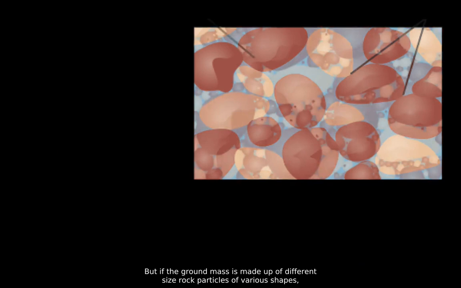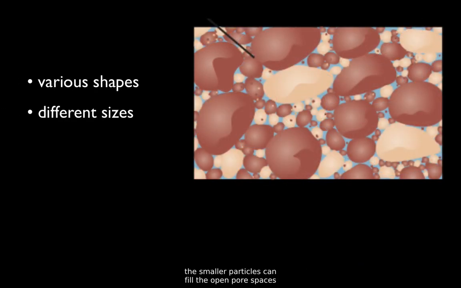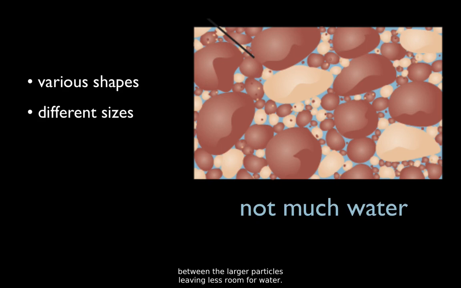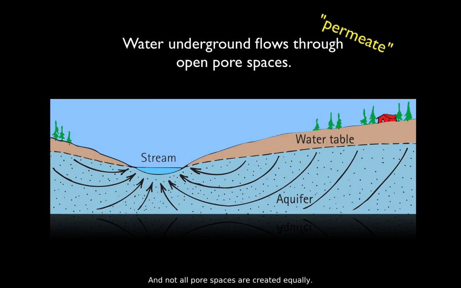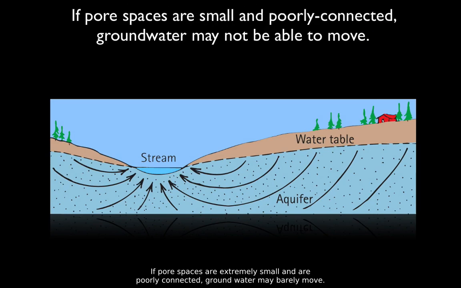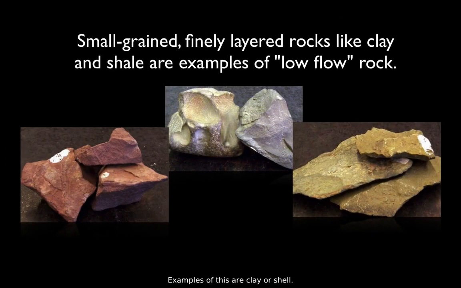But if the ground mass is made up of different sized rock particles of various shapes, the smaller particles can fill the open pore spaces between the larger particles, leaving less room for water, so porosity is low. For water to move underground, it has to be able to flow through or permeate the open pore spaces. And not all pore spaces are created equally. If pore spaces are extremely small and are poorly connected, groundwater may barely move. Examples of this are clay or shale.